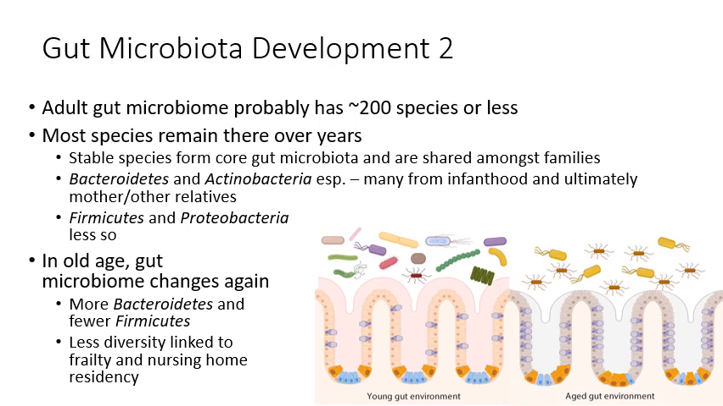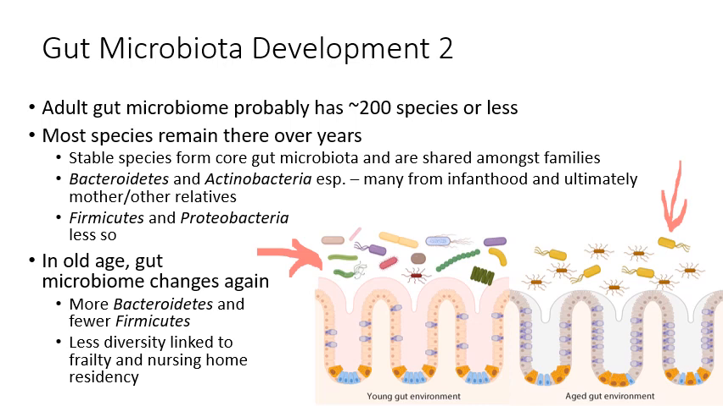So we don't know, is it like your gut microbiome becomes less diverse and then you become frail and have to live in a nursing home? Or is it the other way around? After you become frail and have to live in a nursing home, then your gut microbiota becomes less diverse. So we don't know which way that relationship goes. But it does seem like maintaining diversity in the gut microbiota is probably a good thing to do if you're able to do it. Then the diagram is just showing the difference between an adult gut microbiota and an old age gut microbiota.